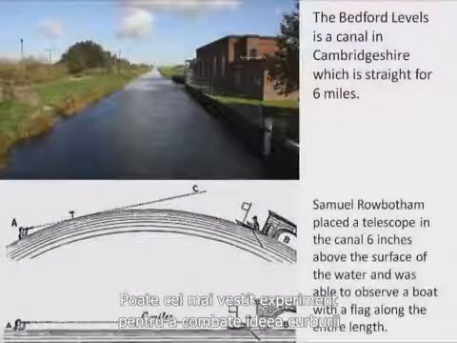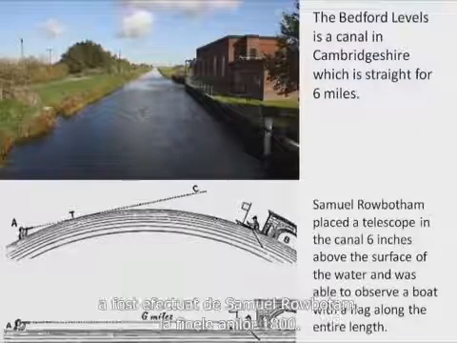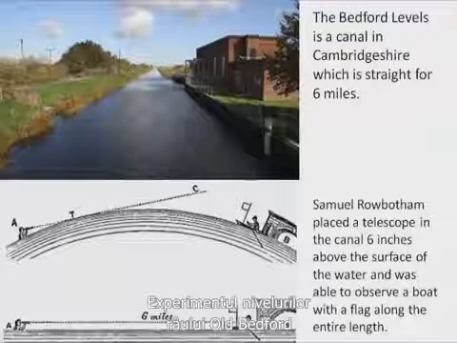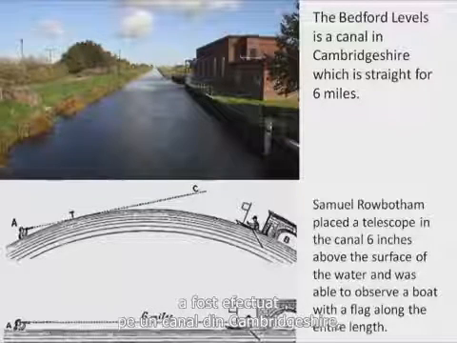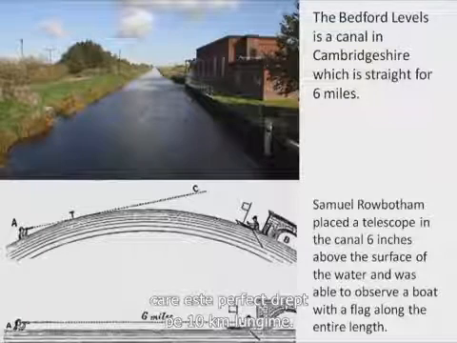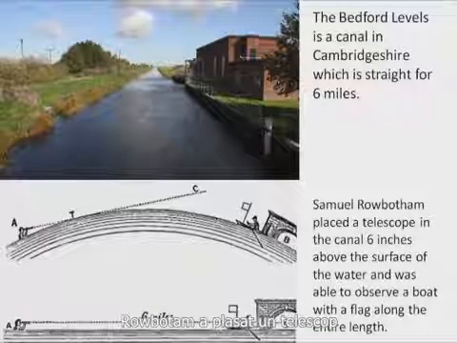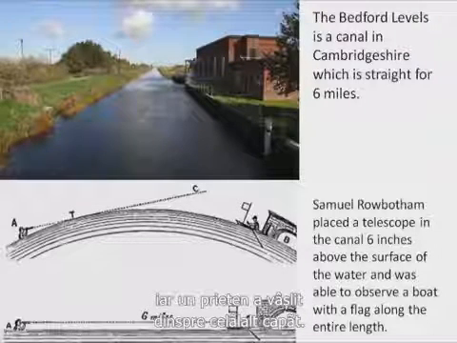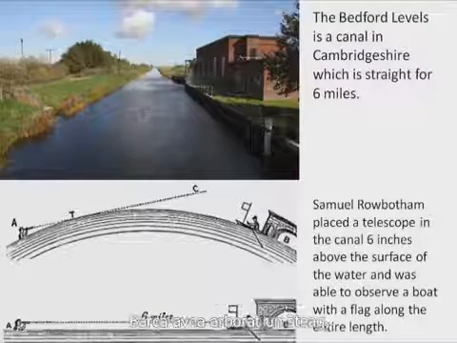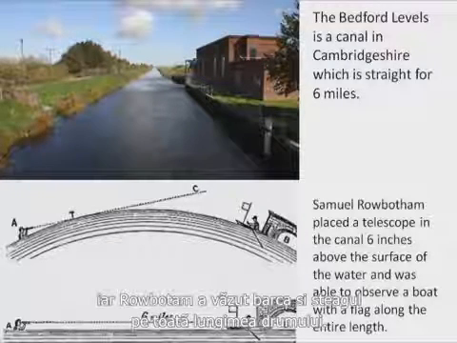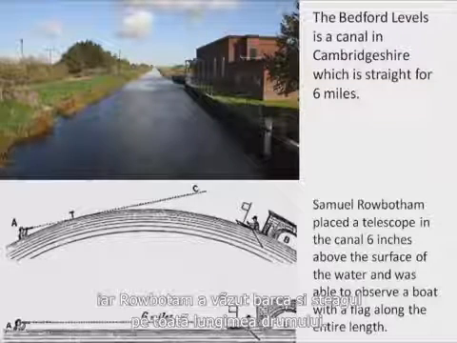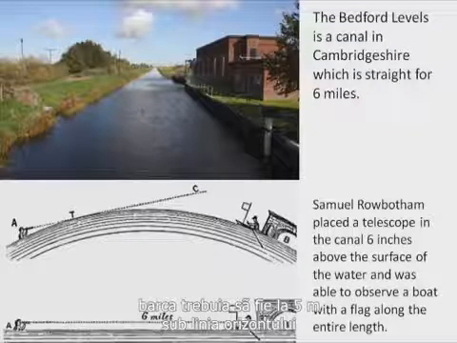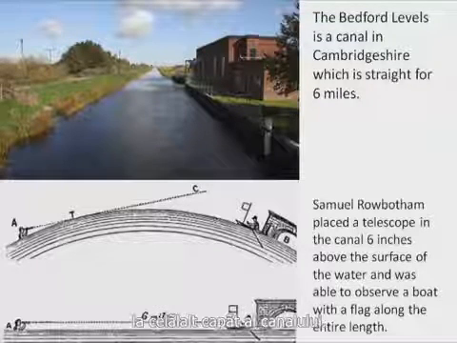Perhaps the most famous experiment to disprove the idea of a curvature was performed by Samuel Rowbotham in the late 1800s. The Old Bedford Levels experiment was performed on a canal in Cambridgeshire, which is perfectly straight for 6 miles. What Rowbotham did was put a telescope 6 inches above the water at one end of the canal and had a friend row a boat to the other. The boat had a flag on it, and Rowbotham was able to see the boat and the flag along the entire length of the journey. Now, if the Earth were curved, the boat should have been 16 feet below the horizon at the other end of the canal.